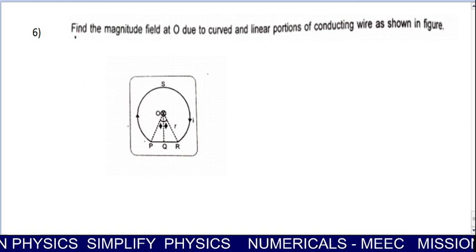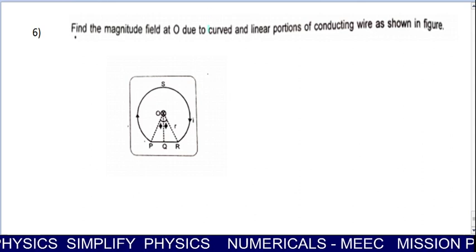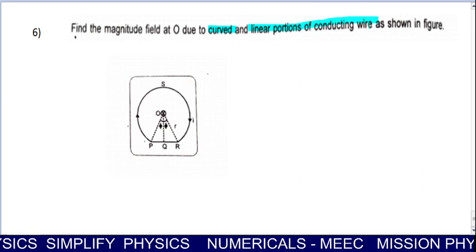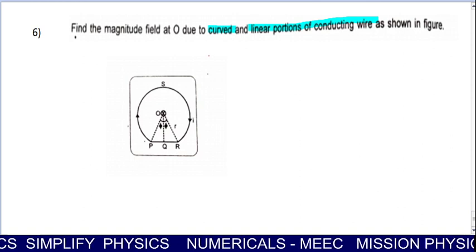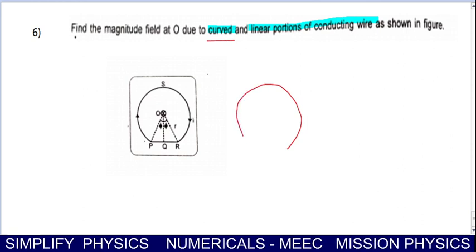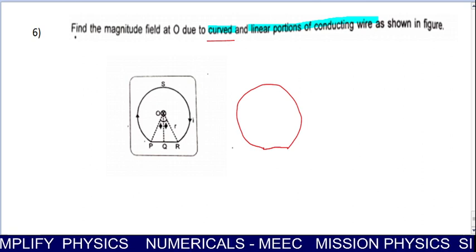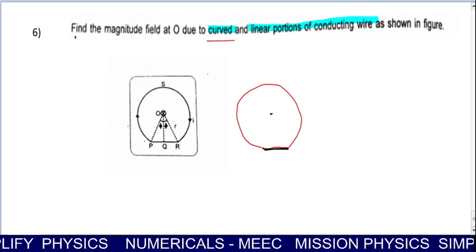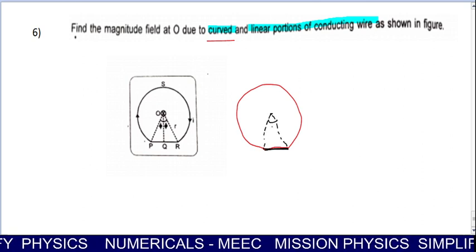Find the magnitude of field at point O due to the curved and linear portions of the conducting wire as shown in the figure. So we can categorize the curve as this part and the linear portion as this part. तो मैं दोनों को अलग अलग कलर से ड्रॉ कर देती हूँ. This is the linear portion. Now check, the linear portion is making an angle of 2 phi.